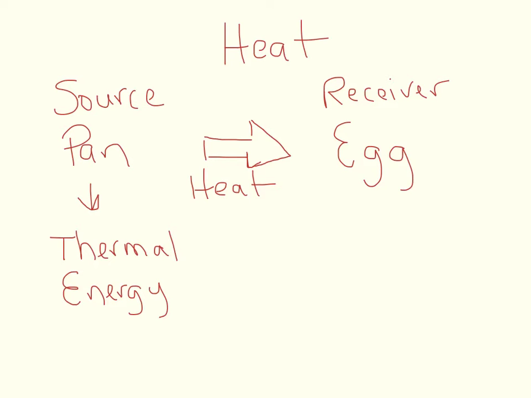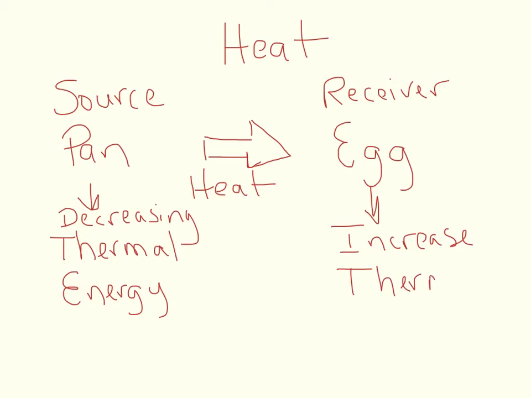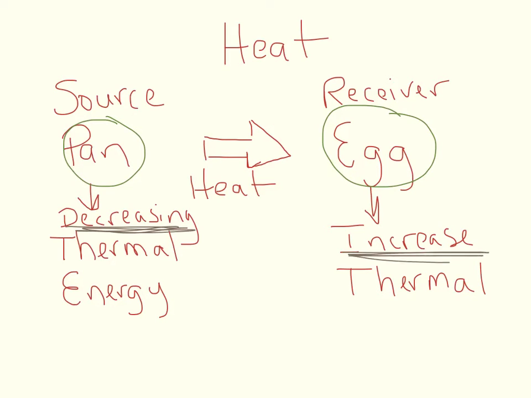So because it's decreasing, that means that the egg is getting an increase in thermal energy. That's why it's cooking. So there. That's an example of how to do that. You've got your source. You've got your receiver. You're mentioning where the decreasing is happening and where the increasing, and then what it's increasing in, or decreasing, I mean, and what the receiver is increasing. That's how you do it with heat.